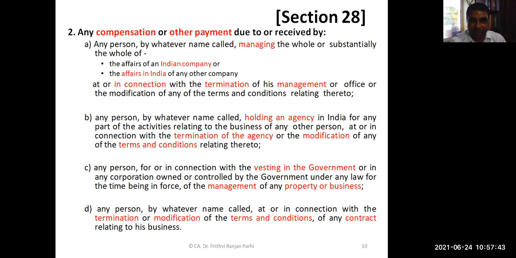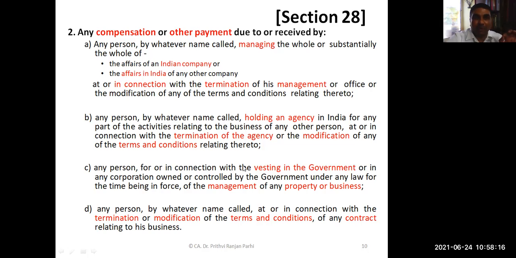This is one more kind of compensation. The fourth thing is that any person, by whatever name called, at or in connection with the termination or modification of the terms or conditions of a contract relating to business. That means if there is a business contract and the contract's terms are modified, or the contract is getting terminated, and the person is receiving some compensation, that compensation is included under section 28. That means it is taxable under the head PGBP.